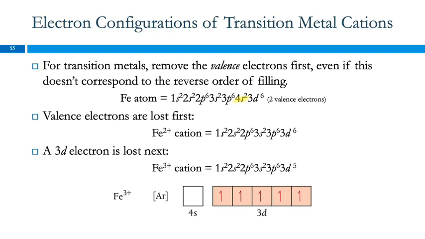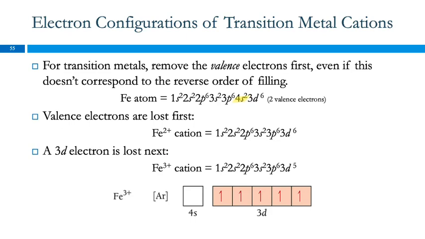So it's going to lose its valence electrons first. So those 2 valence electrons go bye-bye. And we don't write 4s0 in here then. We just don't write it. So here we have 3p6 and then 3d6. And we've lost 2 electrons, so now we have a +2 charge in this cation.